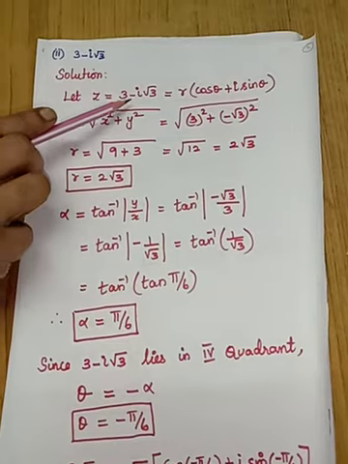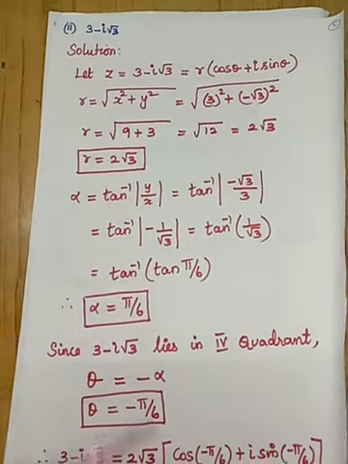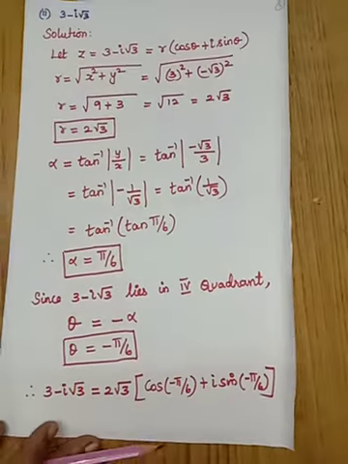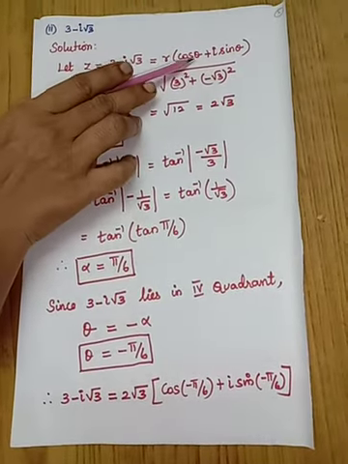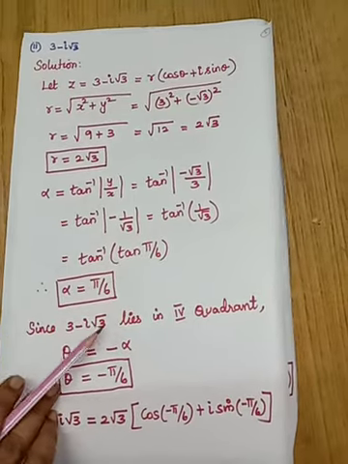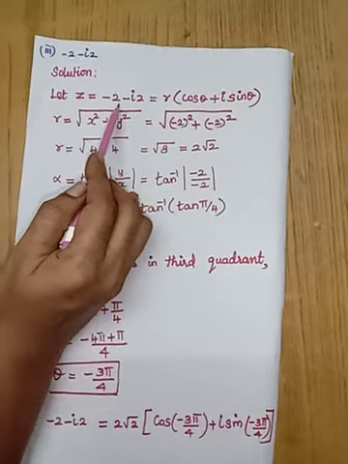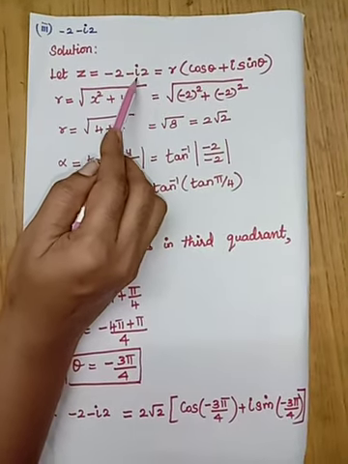So therefore the complex number can be written with R as 2 root 3 and in the place of theta, I have substituted minus pi by 6. Okay, see the third subdivision. Here this complex number is given. You have to change it into polar form.